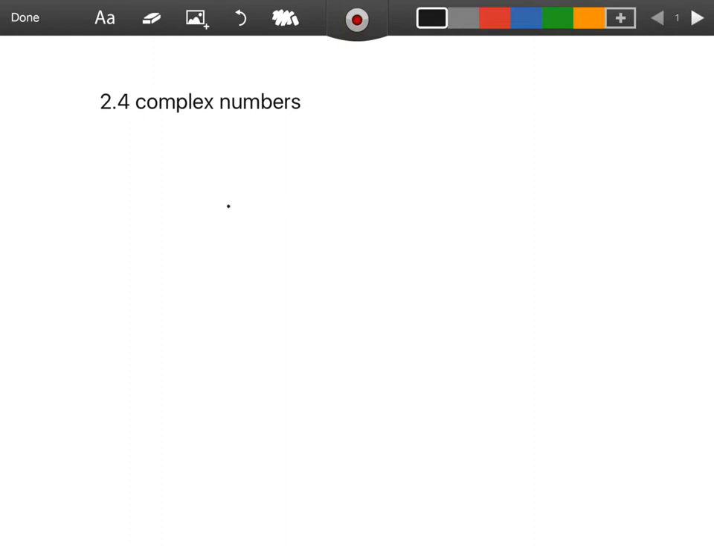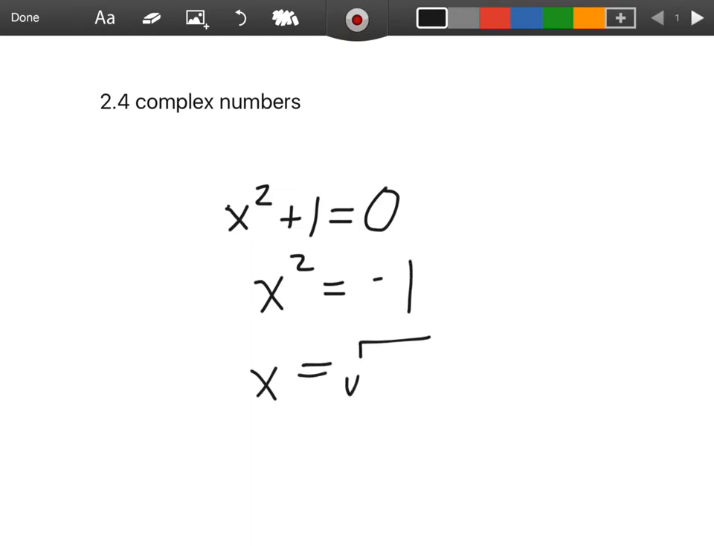Okay, so section 2.4 is going to be over complex numbers. So let's first talk about a little introduction to complex numbers. If I take this really simple little equation and try to solve it, I can subtract 1 from both sides and then square root and have the square root of -1. Well, we know we cannot take a square root of a negative number.